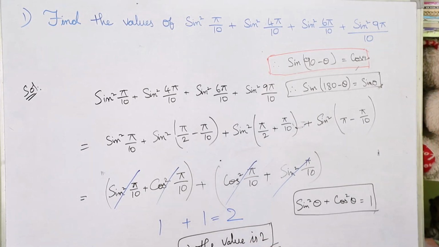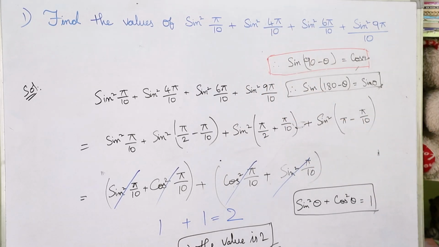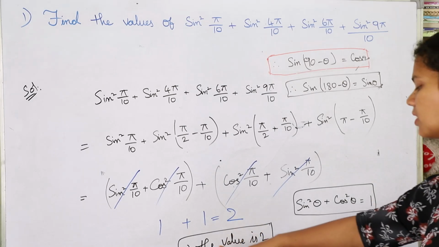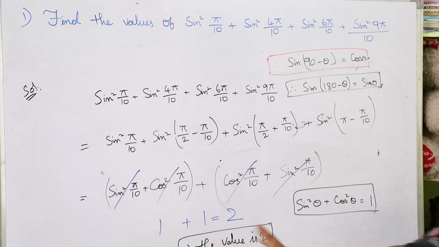Clear? We are done with it. We'll find the therefore guys, here this is the given question where sin square pi by 10 plus sin square 4 pi by 10 plus sin square 6 pi by 10 plus sin square 9 pi by 10. So therefore the entire value that we got is what? The value is 2. 1 plus 1. So therefore the value is 2.